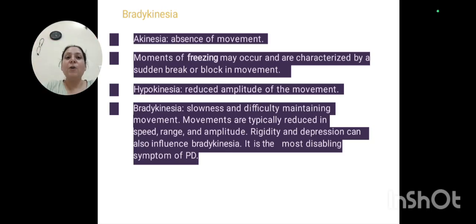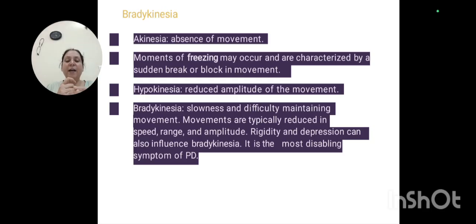Fine. So the movement speed, range and amplitude will decrease. If the person is walking, the speed and the stride length will reduce, the hip range of motion and the knee range of motion will reduce, and of course the hip flexion will also decrease. So there will be basically depression in movement, slowness and difficulty in doing that movement. This is the characteristic sign of bradykinesia.